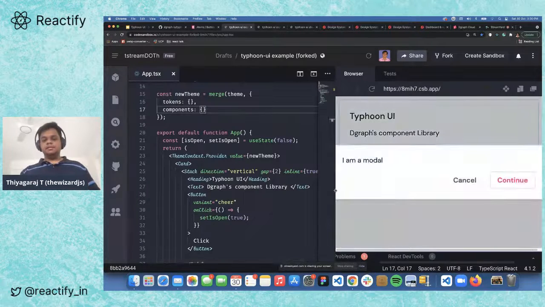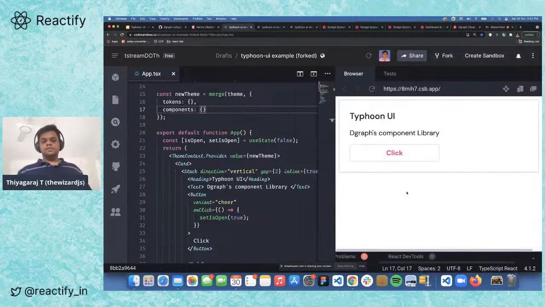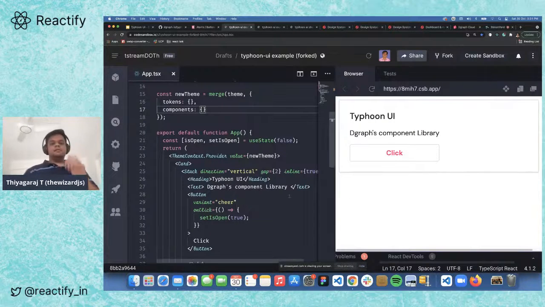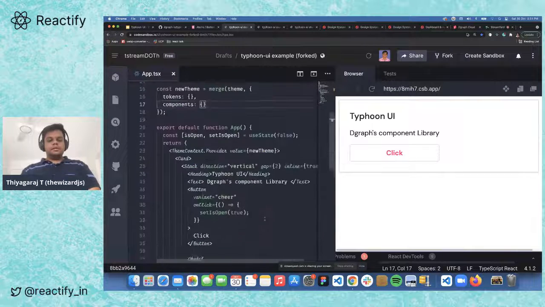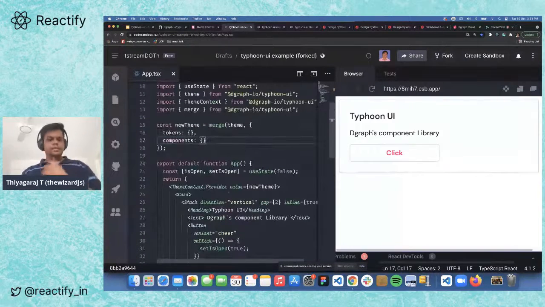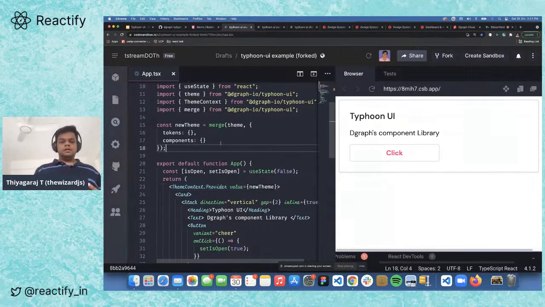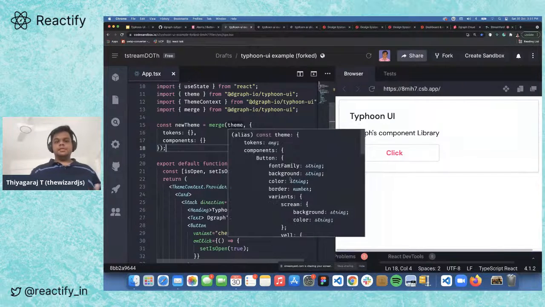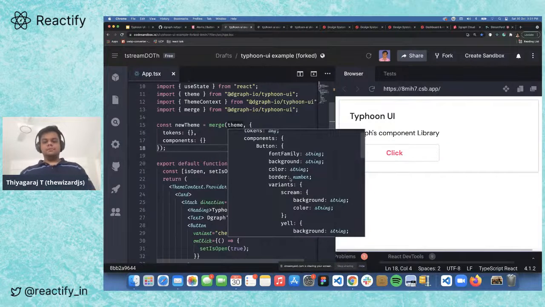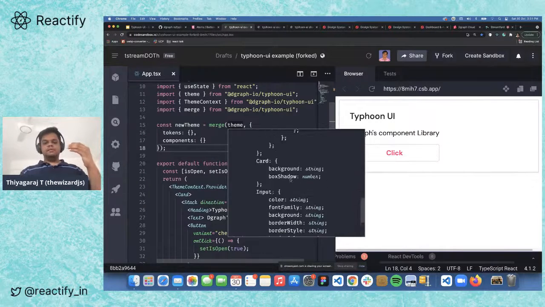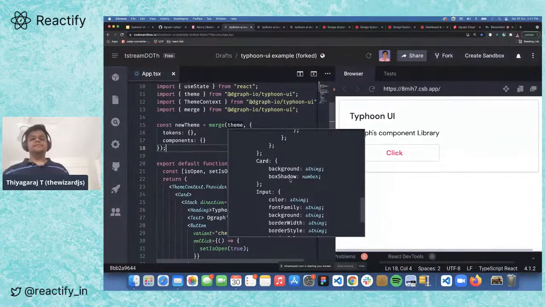For example, this one is built out of Typhoon UI, this sandbox example. So if you see, there is a theme context. We are going to give a theme object, and Typhoon UI gives a theme out of the box. If I hover on this theme, you see it has some tokens, it has some components, and all these components have different styles. So it already comes with a package, which is obviously the Dgraph flavor.